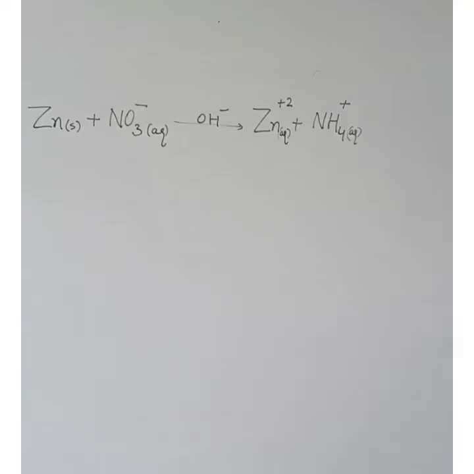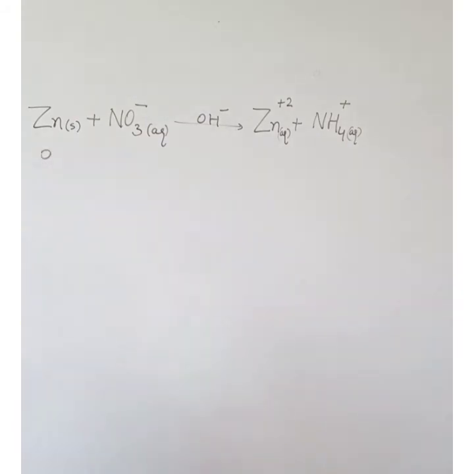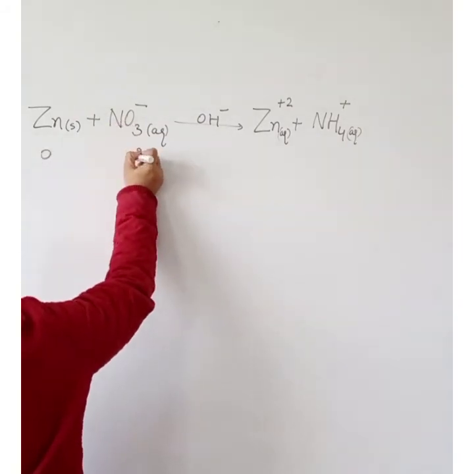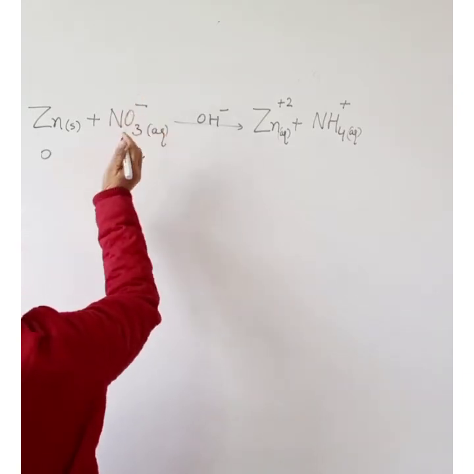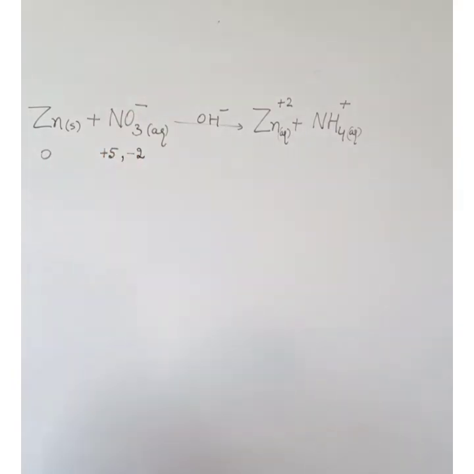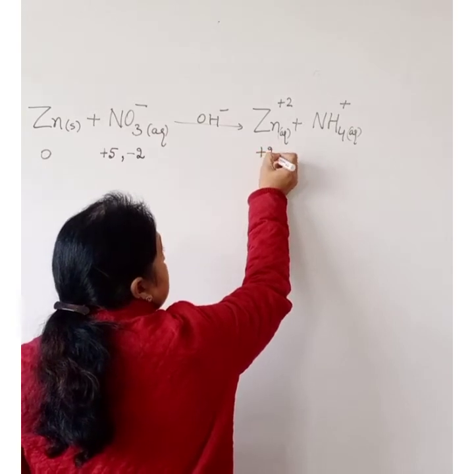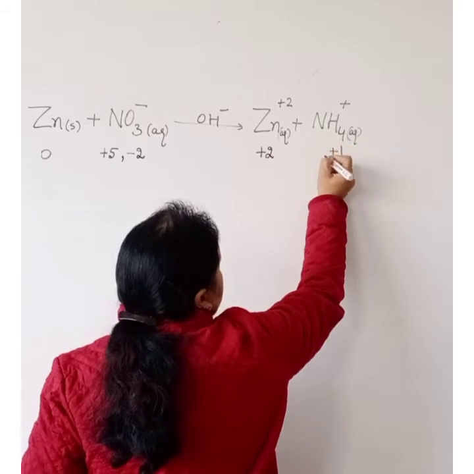Consider this example. Zn solid plus NO3 minus in basic medium gives Zn plus 2 plus NH4 plus. So skeletal equation is written. Now put down the oxidation numbers of each element below. This is 0 because free state. Oxygen is minus 2. Nitrogen we can calculate orally. X plus 3 into minus 2 is equal to minus 1. So we get plus 5. You can work out. Then here zinc is plus 2. Hydrogen, this is non-metal, so plus 1 only, don't get confused.